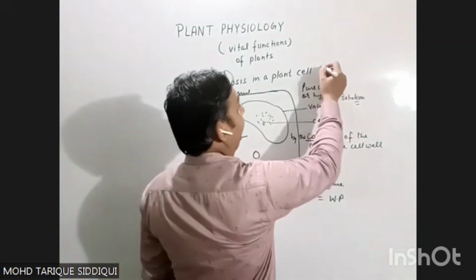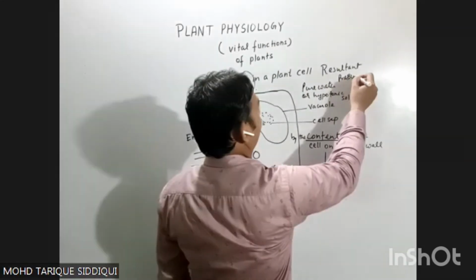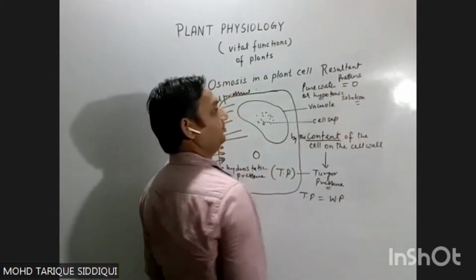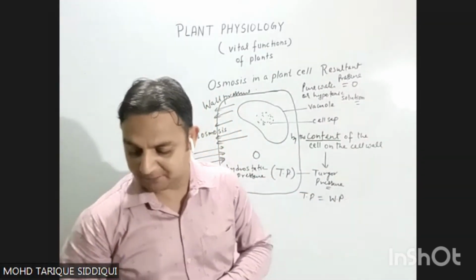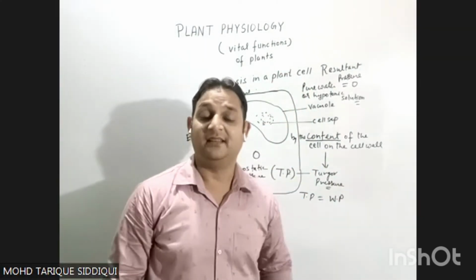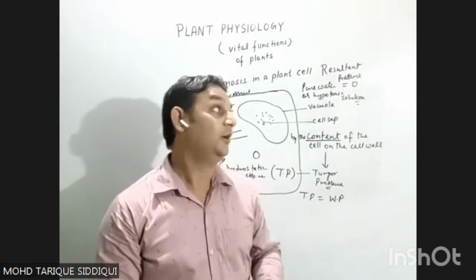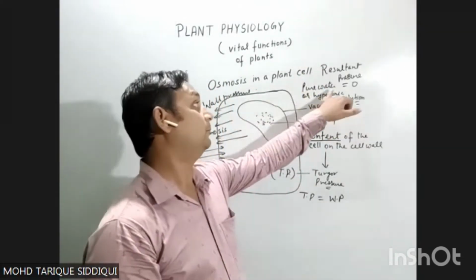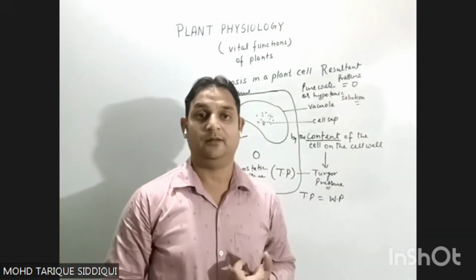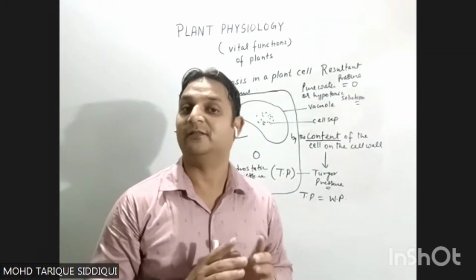Therefore, the resultant pressure on the cell wall becomes zero. And the cell wall does not break and the plant cell does not burst when they are placed in pure water or hypotonic solution. The board asks you the question: why does the plant cell not burst when placed in pure water or hypotonic solution?